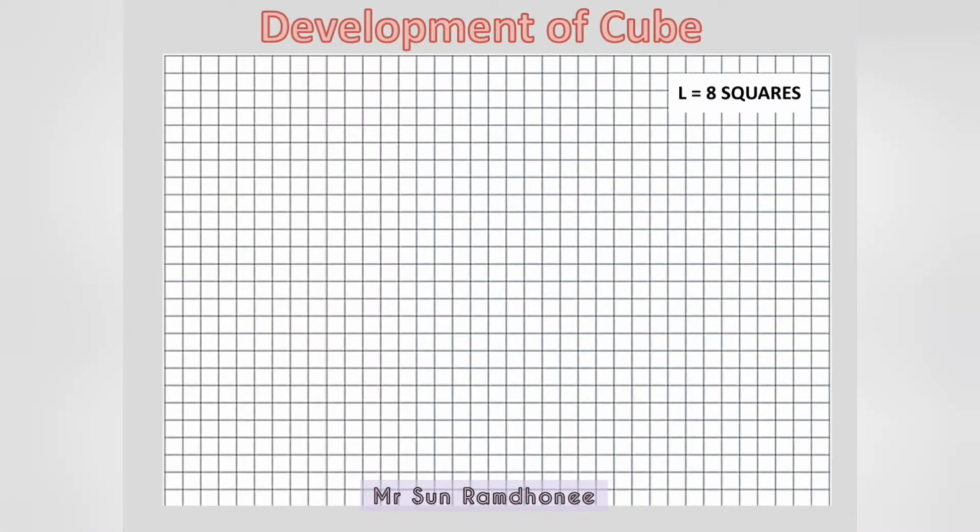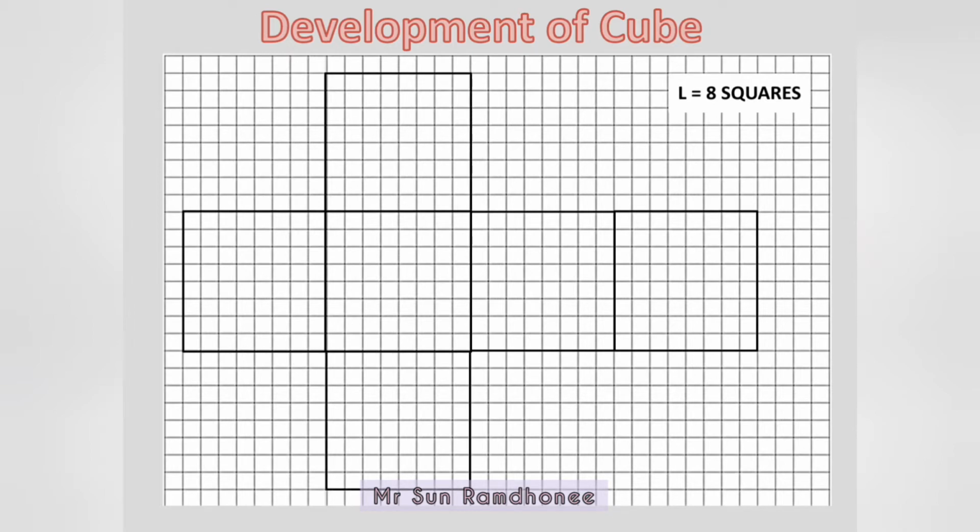Let's start drawing the development of a cube. The length of the cube is 8 squares. All 3 dimensions, which means the length, the height, and the depth, will be equal to 8 squares. We are going to draw the 4 horizontal squares which have length 8, and then we are going to add 2 more surfaces to complete the development. A development is incomplete without drawing the flaps because the flaps are going to help to close the development.